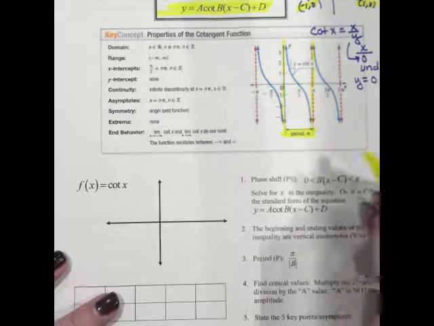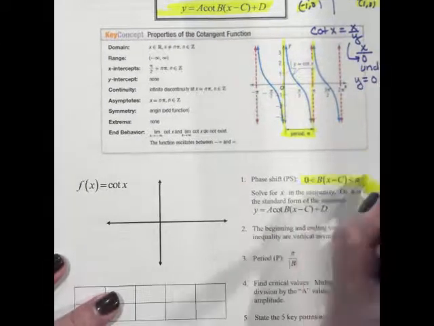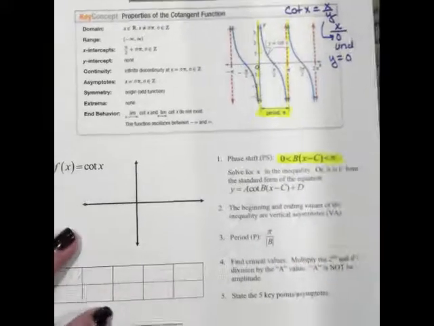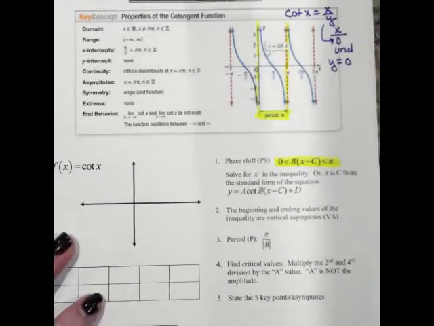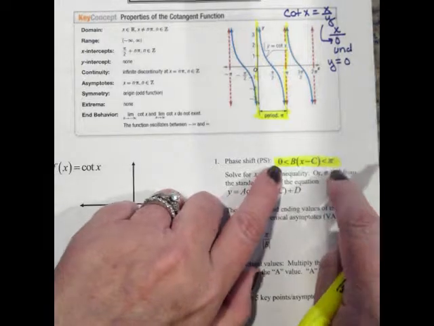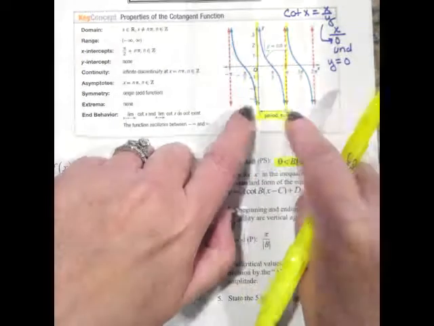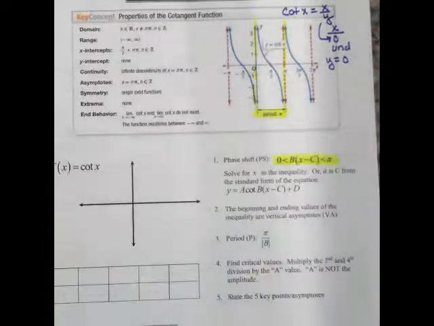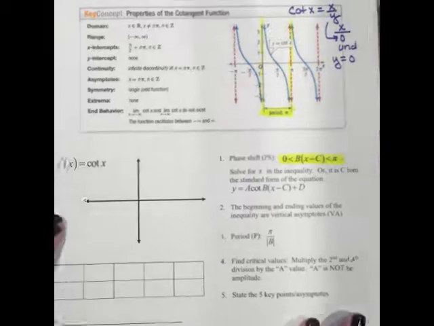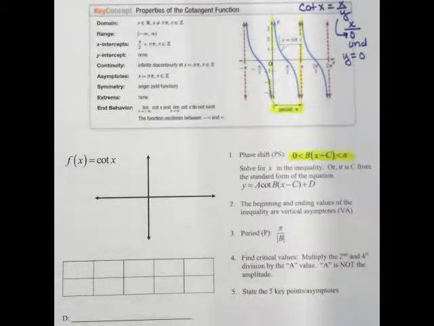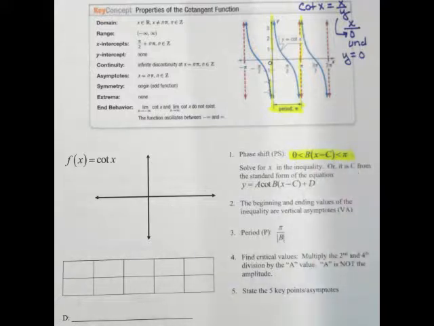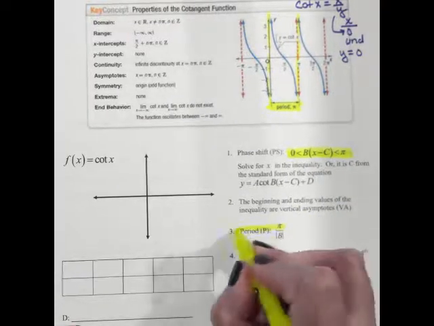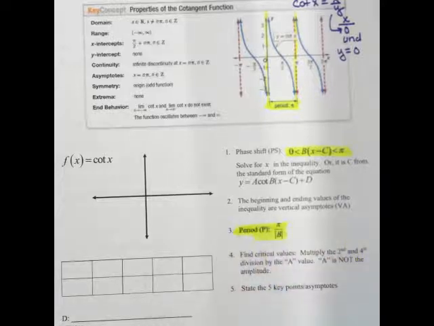So when we identify the phase shift, the inequality, again, is going to be set up differently than all of the others. Notice you're going to start at 0 and you're going to end at pi because that's where the parent function has the vertical asymptotes. So if you have that horizontal shift or the phase shift and the period change, you'll want to use this particular setup. Again, to find the period, just like for tangent, it's going to be pi divided by the b value.